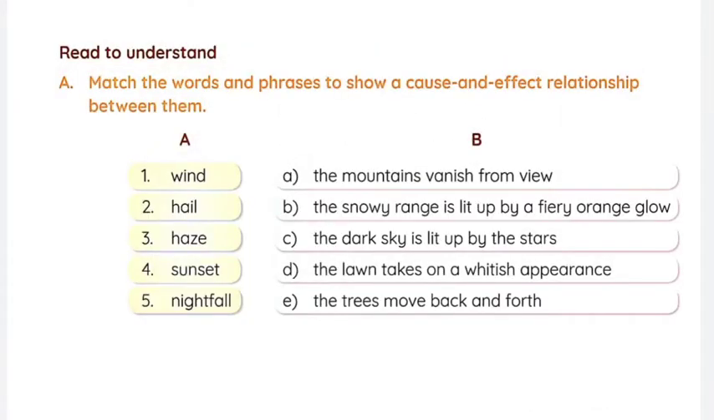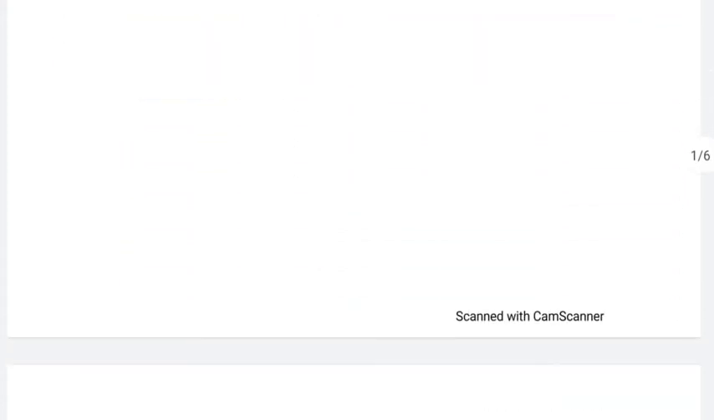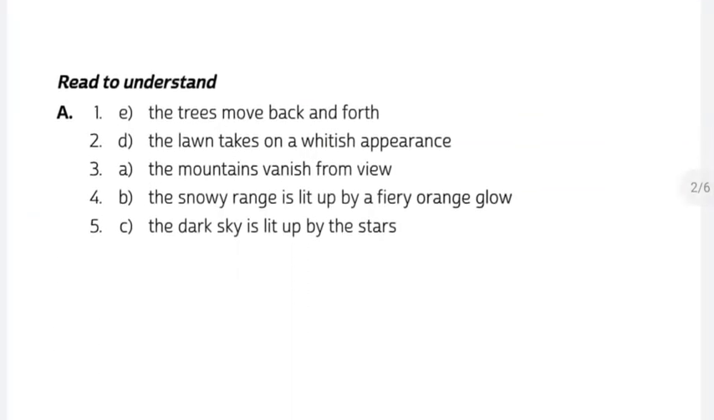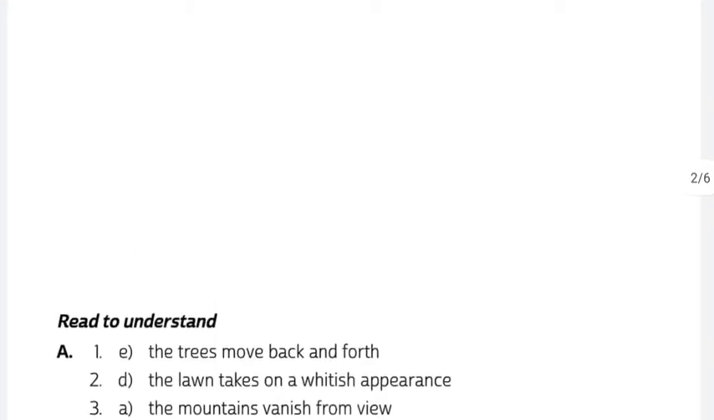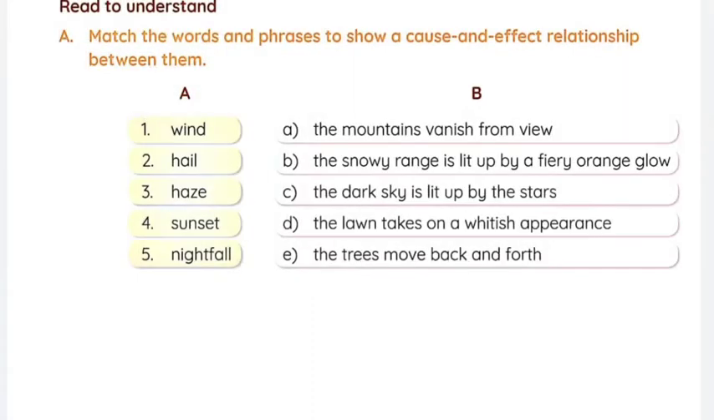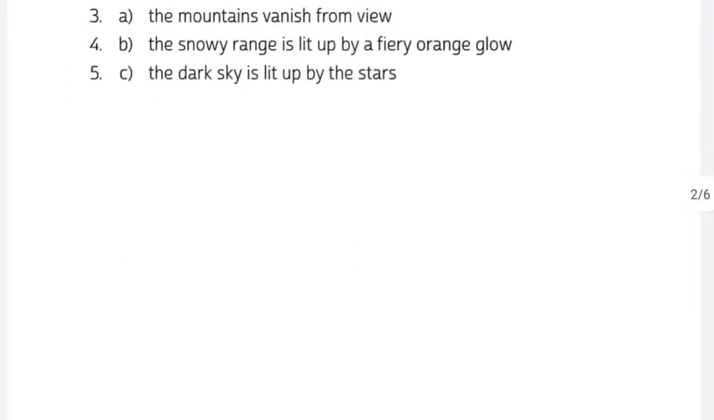And the fourth one, sunset. What is it? Sunset. By the sunset, what result can we get? The snowy range is lit up by a fiery orange glow. So if you see, by the sunset, the orange color will come onto the sky. So that is the consequence or the result, isn't it? And the fifth word is nightfall. What is it? Nightfall. And the answer will be the dark sky is lit up by the stars. As we all can see in the night, the stars. So this is all about the matching, and I really hope that you all will do that.